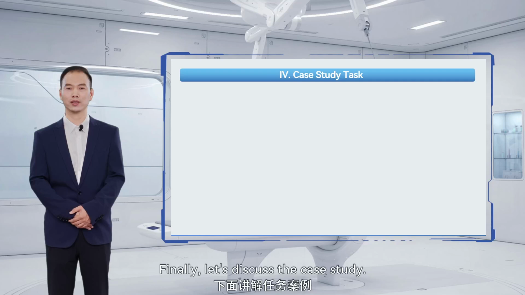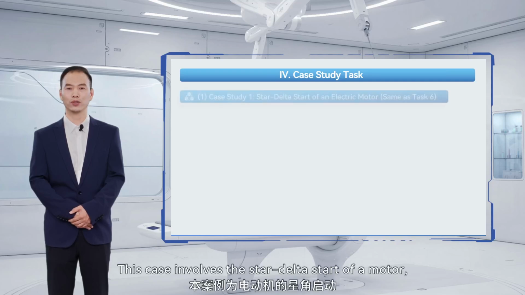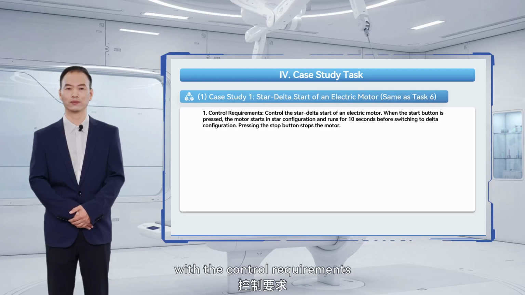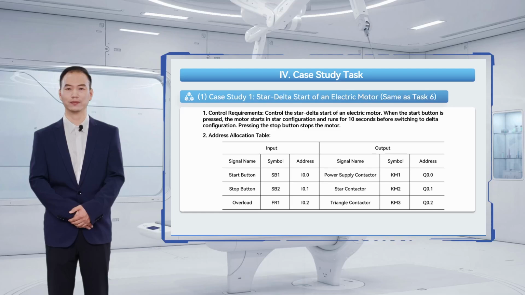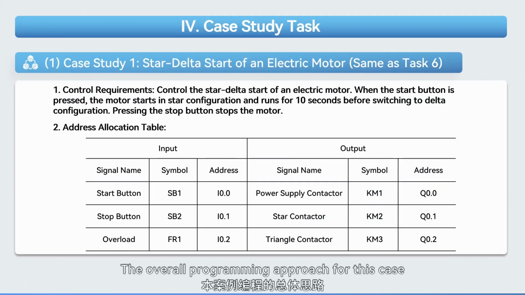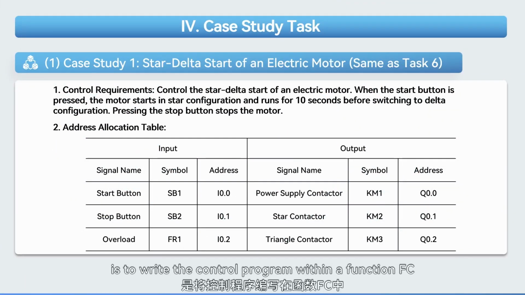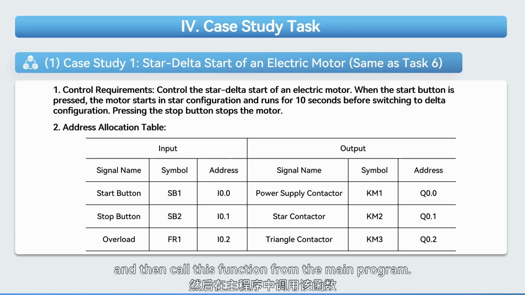Finally, let's discuss the case study. This case involves the star-delta start of a motor, with the control requirements and address allocation table being the same as those in task 6. The overall programming approach for this case is to write the control program within a function FC and then call this function from the main program.